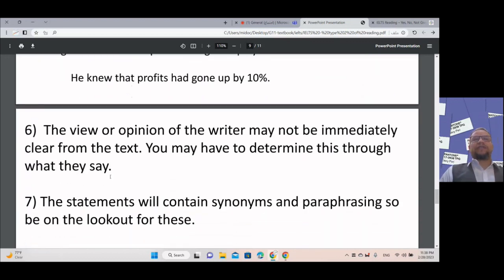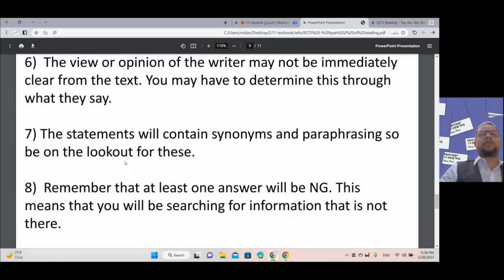Secret number 6 is that the view or opinion of the writer in yes, no, not given may not be immediately clear from the text. So the view or opinion will not be clear in front of you, and you may have to determine this through what they say. Last one, or before the last: statements that contain synonyms and paraphrasing. So be on the lookout for this.